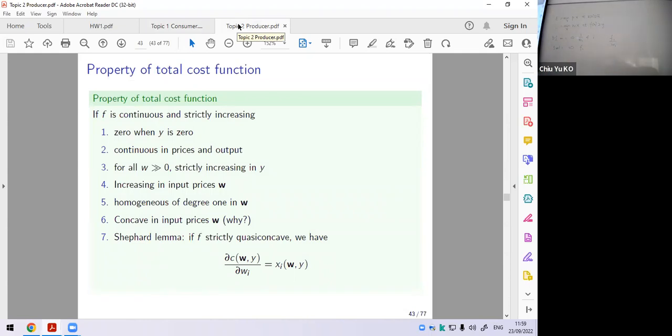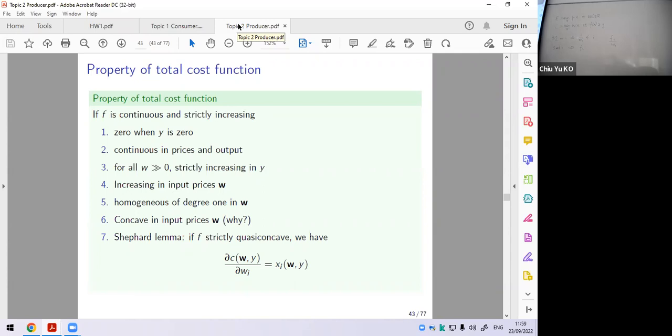You can input price changes, you can keep the same production, it will be linear, but the optimal will be lower. So that's why it's concave. Okay, but we are not going to prove it. You can check the book for a proof, but don't prove it.